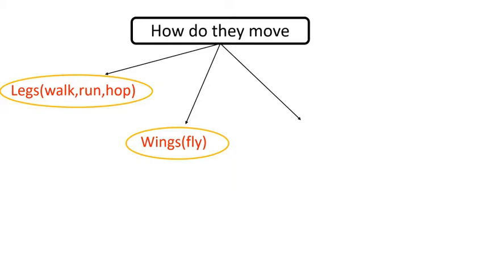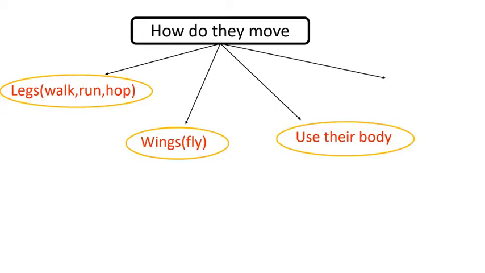Some animals use their body to move from one place to another. For example, snakes, earthworms, etc. And some animals swim in water to move from one place to another, like fishes. So we understood how animals move, right? And they move around in many different ways.